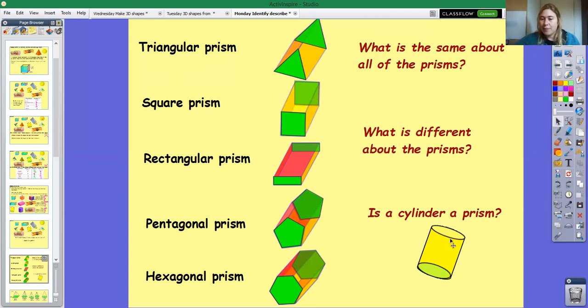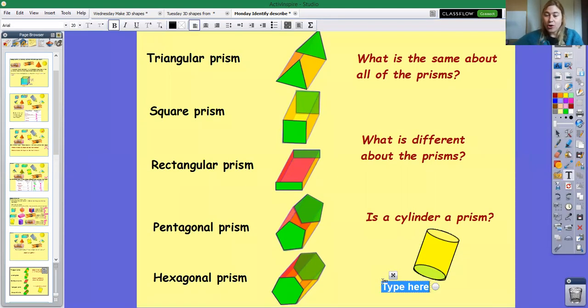Is a cylinder a prism? Well, this is an interesting one and it's thrown me before this question. It's got opposite faces that are the same, but it doesn't have straight side faces, okay? It doesn't have flat side faces like these other prisms. These have flat side faces because they have rectangular faces at the sides. But remember, this is a curve. Even though it opens out to make a rectangle, it's still a curve. So we would call this not a prism.